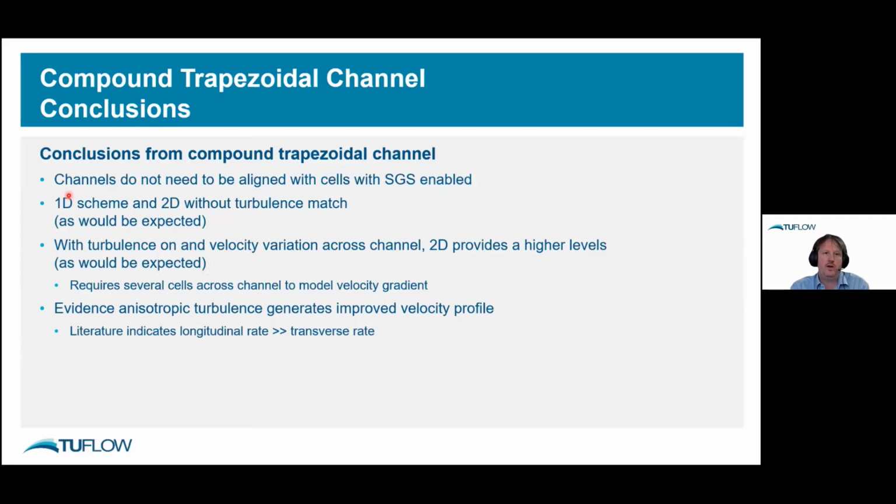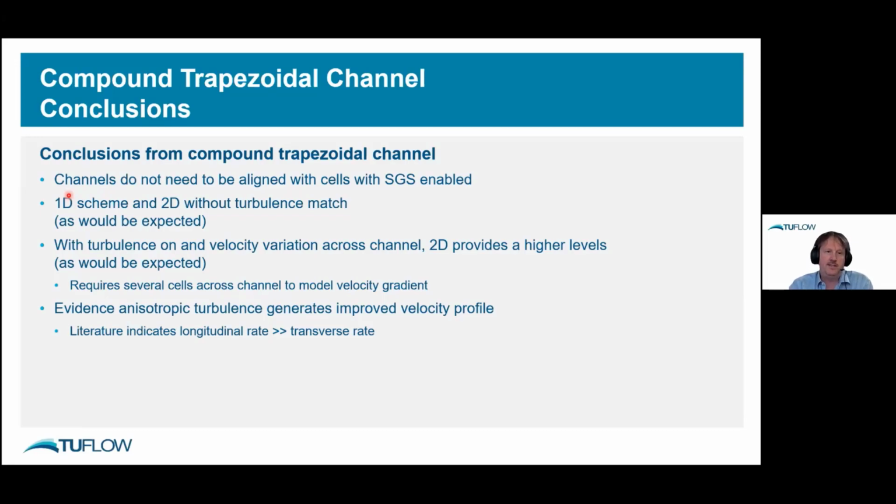And for a 1D and a 2D scheme without turbulence, as we expect, we get a good match between those results. When we start to introduce turbulence and we have a cell size which allows for a velocity variation across the channel, that 2D provides higher water levels, as would be expected. As I said, you do need to get a number of cells across that channel to get that velocity gradient correct.